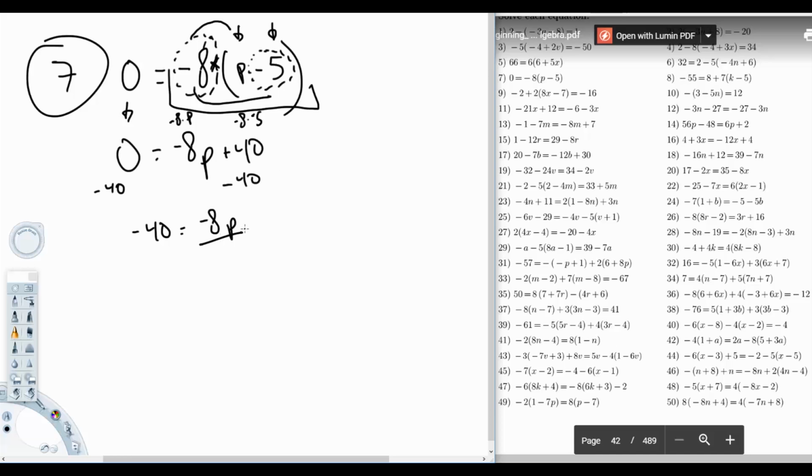Now we've got to get rid of this negative 8, because we're really solving for the unknown, or we're solving for p, or we're solving for the variable. And to do that, well, p times negative 8 equals negative 8p. So negative 8p divided by negative 8 equals p, all right? And that gives us p equals 5. Am I right? Yes, I am.